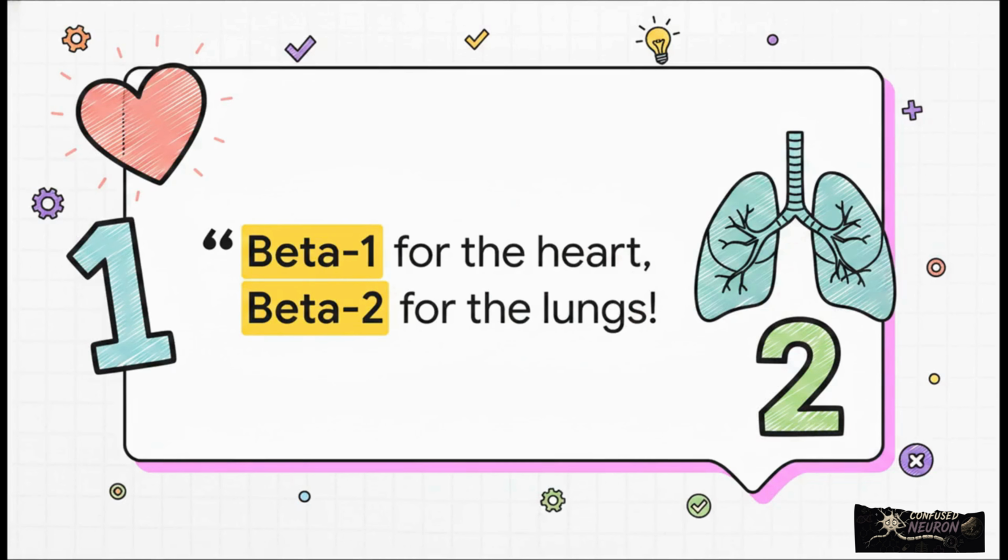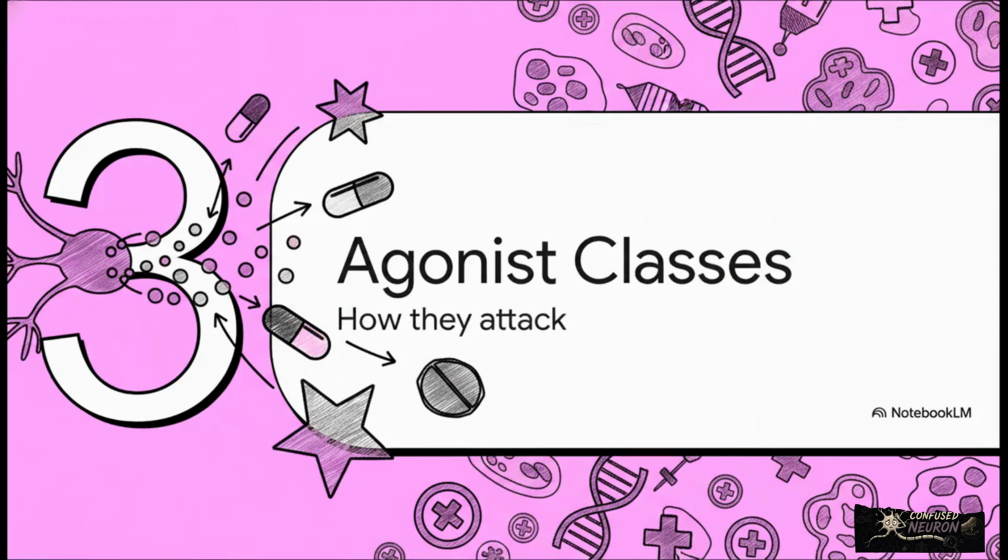And that brings us to a massive exam-saving pro tip. I want you to say it out loud with me right now. Beta-1 for the one heart, beta-2 for the two lungs. Come on, say it again. Memory hacks like this are the absolute secret to passing exams and actually remembering this stuff in the clinic. One heart, beta-1. Two lungs, beta-2. Boom. Done. Section 3. Classification of agonists.